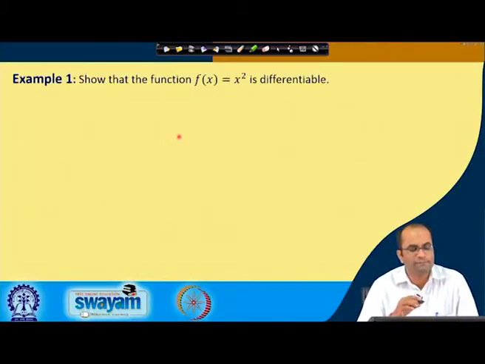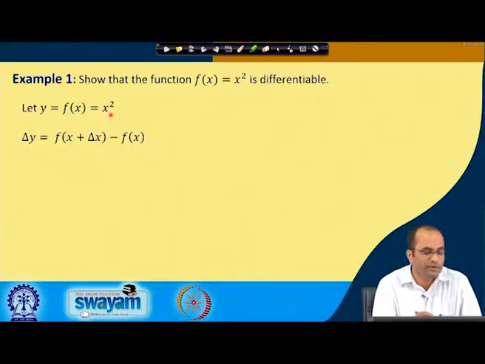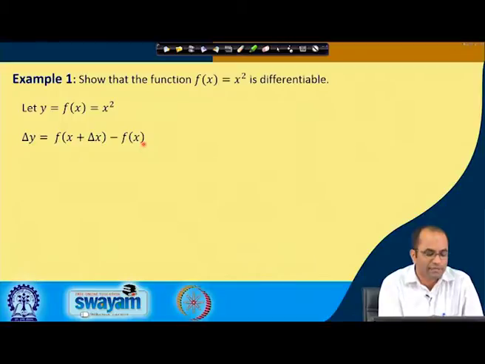So, for example one, we will show now that the function f(x) is equal to x square is differentiable. It is pretty simple. So, we have y is equal to x square, and then delta y, that means f(x plus delta x) minus f(x), this will be equal to.